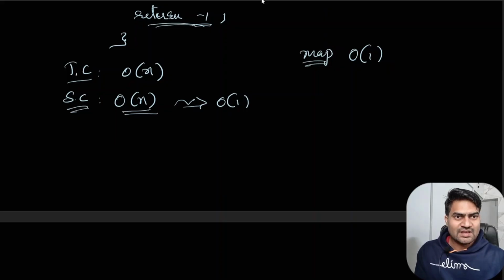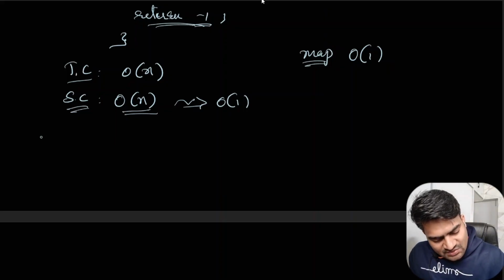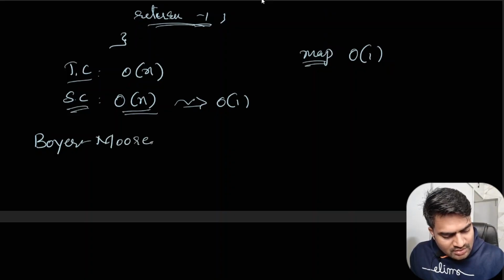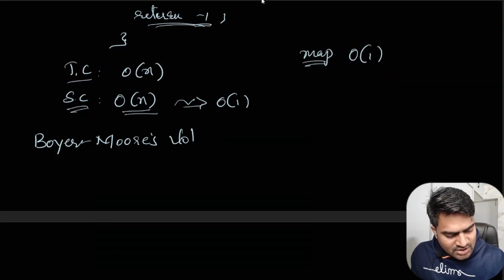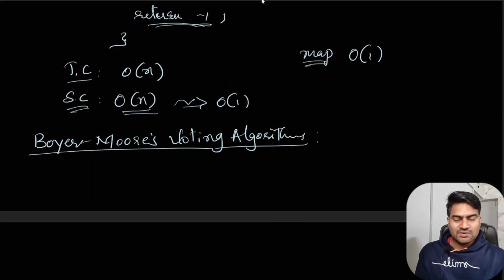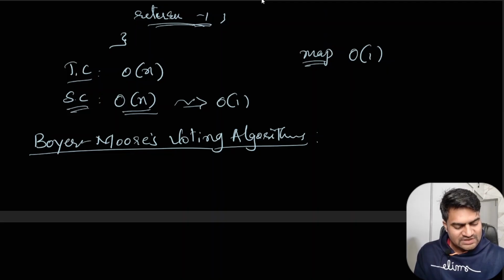There is an algorithm which is called Boyer-Moore's voting algorithm. Okay, so what is that? What is this Boyer-Moore's voting algorithm?